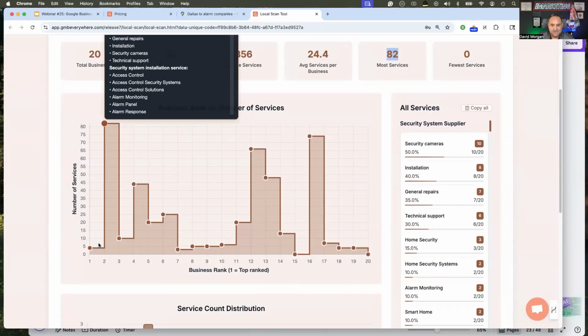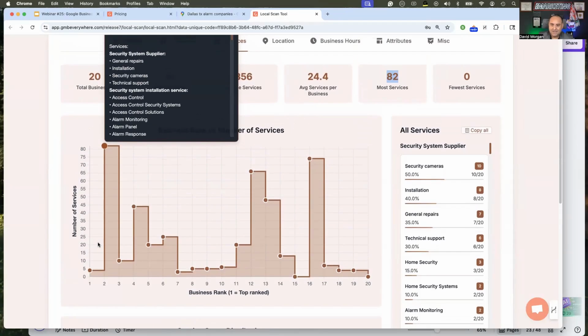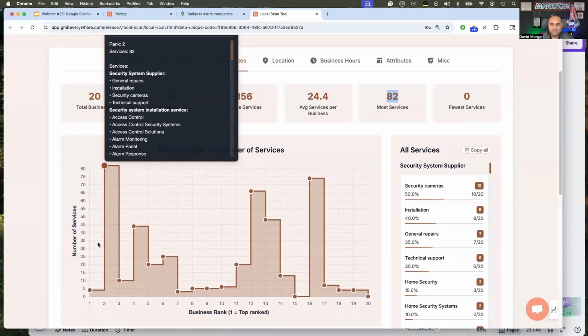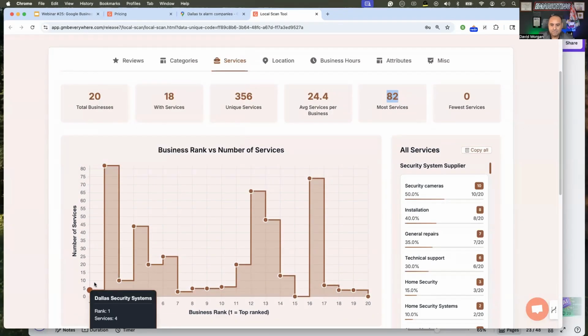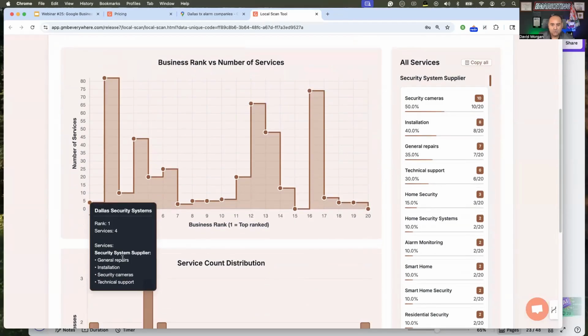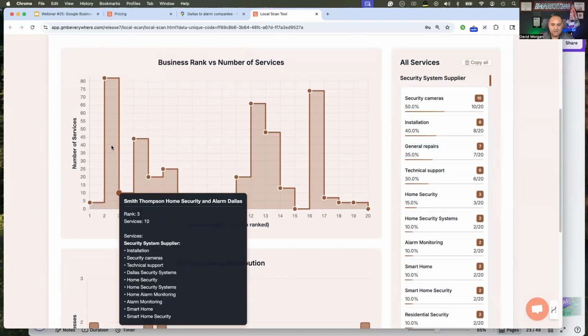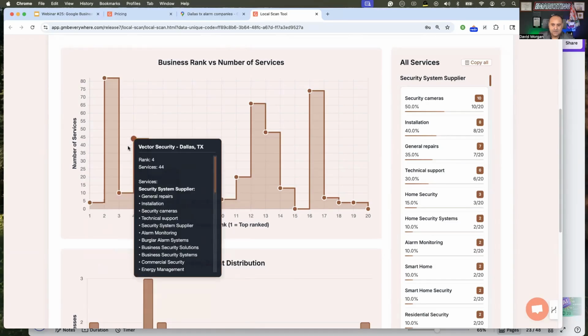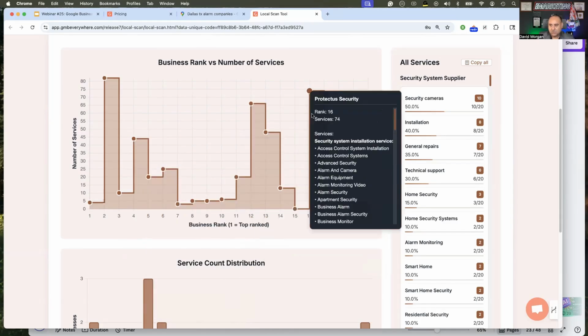Once again, Dallas Security Systems, they happen to showcase 4 services. And these are the ones that they are referencing, which is interesting and unique. Whereas Smith is showing these 10. Once again, Vector is showing this. Let me just take a quick peek here. This Protect Us is showing 74 services and things in that regard.